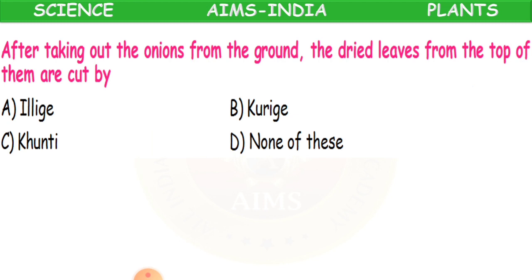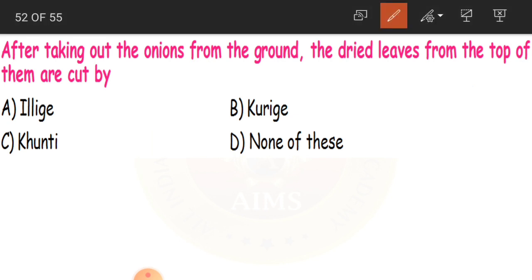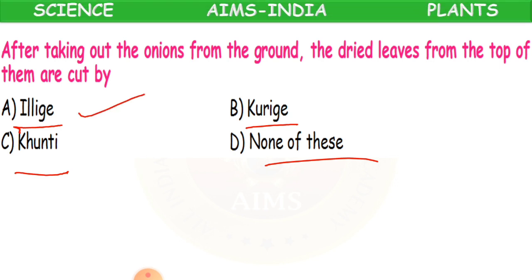The next question, after taking out the onions from the ground, the dried leaves from the top of them are cut by. The dried leaves from the top of them are cut by Iligi, Kurige, Kunti or none of these. This is Iligi. Okay, the dried leaves from the top are cut by Iligi.